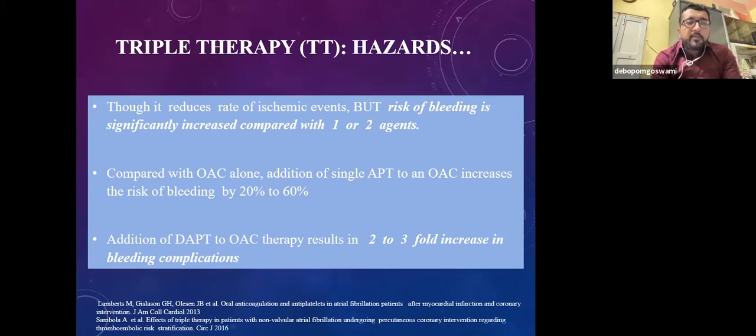So what are the hazards? Though triple therapy reduces the risk of ischemic events, the risk of bleeding is significantly increased compared with one or two agents. Compared with oral anticoagulants alone, addition of a single antiplatelet therapy to an oral anticoagulant increases the risk of bleeding by 20 to 60%. We'll come to the hazard ratio in the next slide. Addition of dual antiplatelet therapy to oral anticoagulation therapy results in a 2 to 3-fold increase in bleeding complications. Next slide.